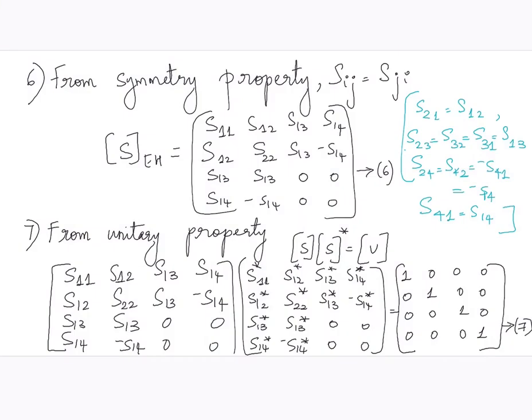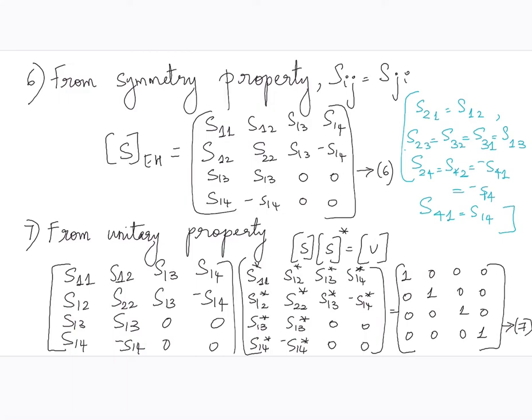Now next property, the symmetry property. The general symmetry property defines that Sij is equal to Sji. So that means we can write S21 is equal to S12, S23 is equal to S32, S31 is equal to S13, and also S23 is equal to S31. So all this can be equated. Then S24 is equal to S42, which is equal to minus S41 and minus S14. So substitute all the values in the equation. Whichever is 0, equate it to 0.